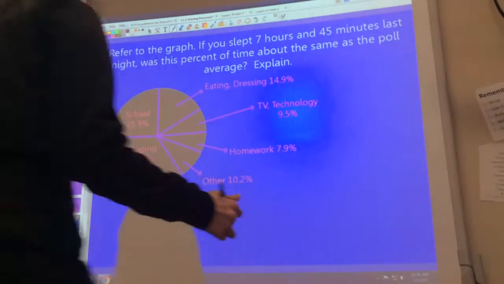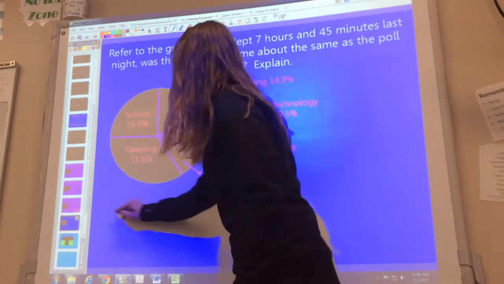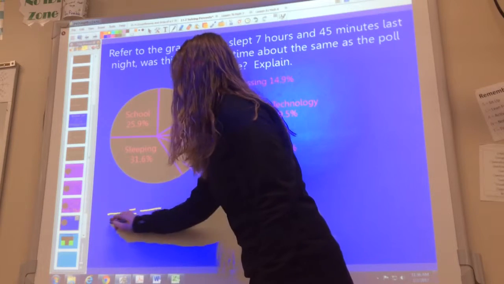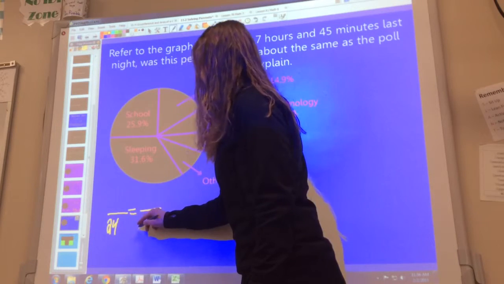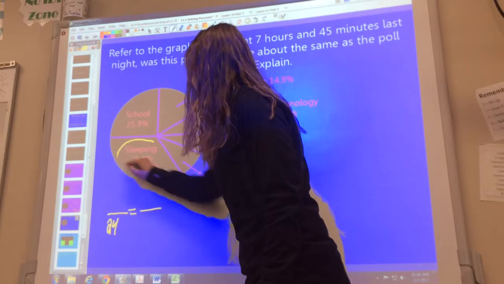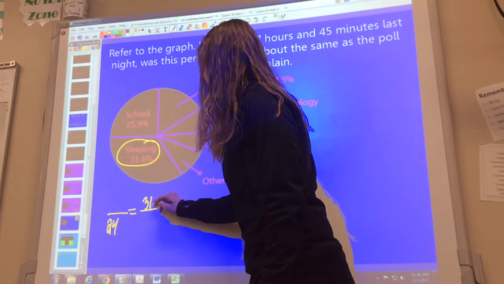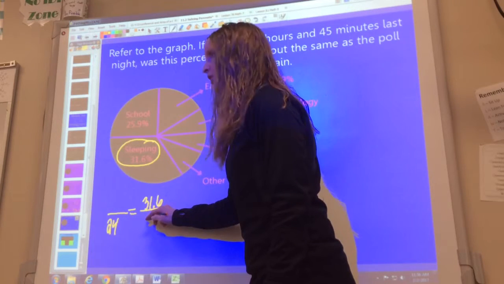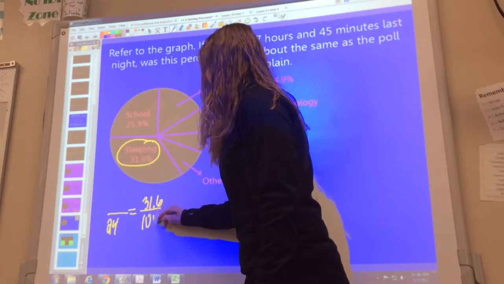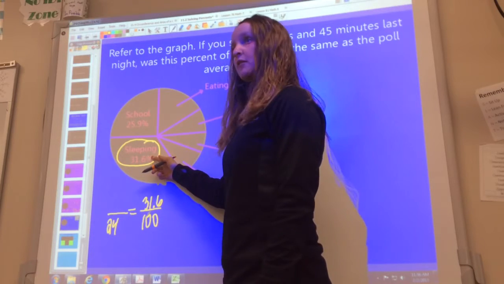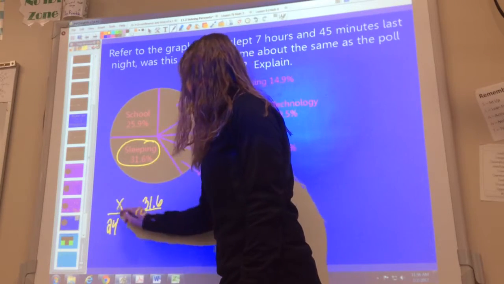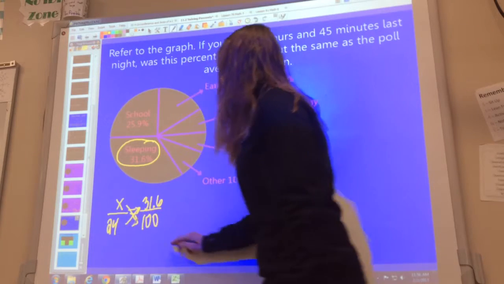So almost everyone had this, okay? What does the whole thing represent again, you guys? 24 hours, right? And if some of you guys decided to use this one, great job. What do we put it over? 100. And we don't know what this represents in hours, do we? No, but we can figure it out, and that's what we're going to do by doing this.